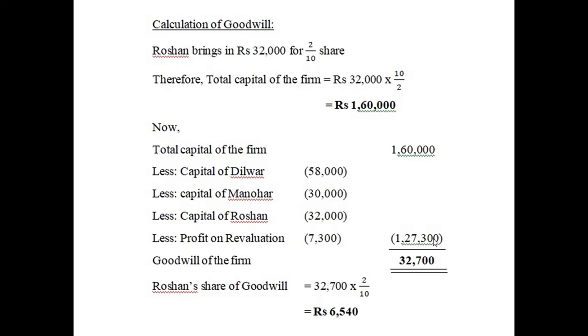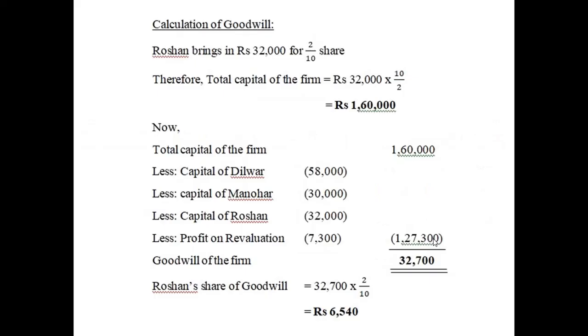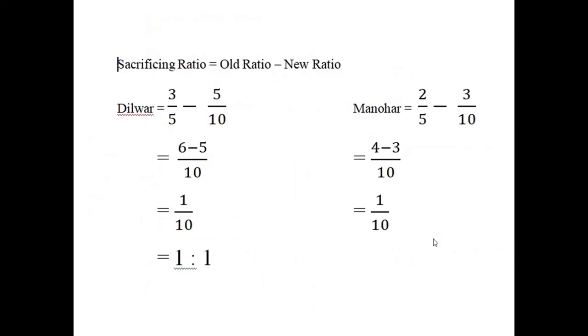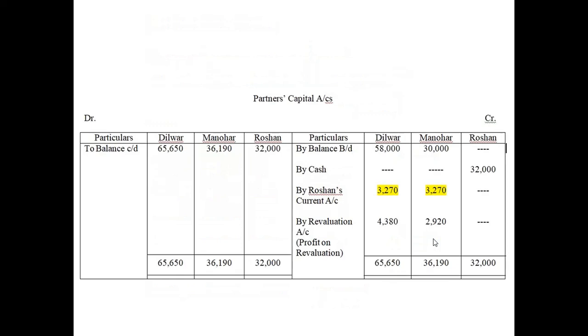Roshan is a new partner and he is coming for 2/10 share. So this is how we calculate Roshan's share of goodwill, 6540. And in this case, Roshan is unable to bring in his share of goodwill, so this will be adjusted through opening his current account. And now we can write the amount 3270 and 3270 because this 6540 is to be shared between Dilwar and Manohar as per their sacrificing ratio, which is equal. Now you find the total, and then you can write this to balance c/d.